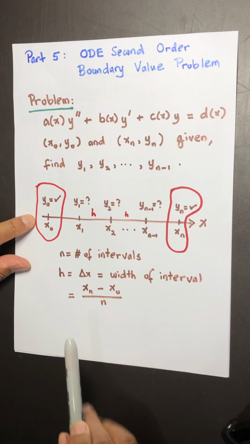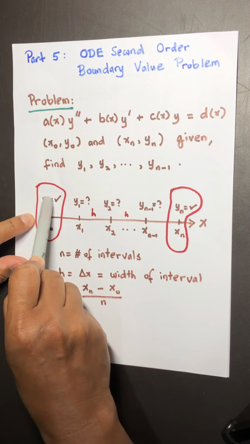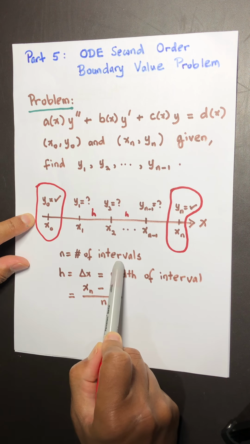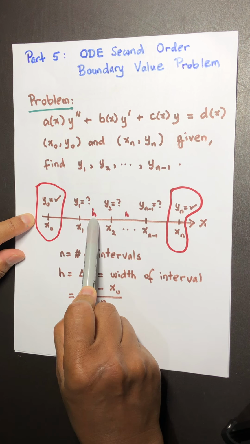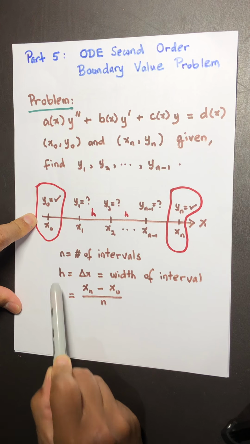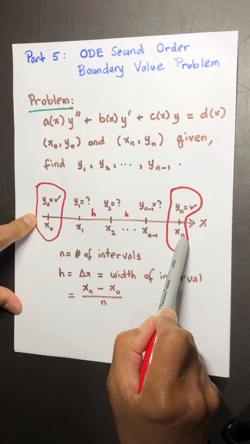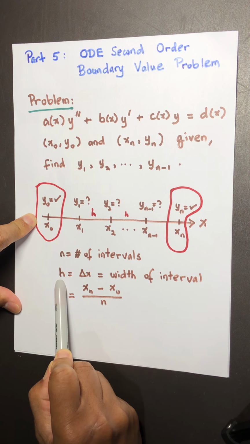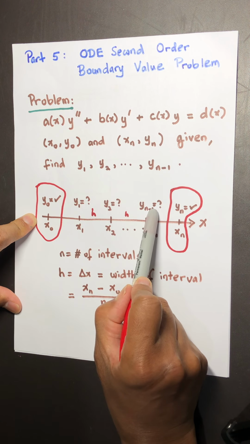So here is the diagram. x0, y0 are given, both of them are given, xn, yn are given, and n is the number of intervals. We partition into n intervals here. Each interval has the width of h. So h is related to n through this equation here: xn minus x0, xn the last value minus x0 the first value, divided by n is h. So we need to find y1, y2 until yn.